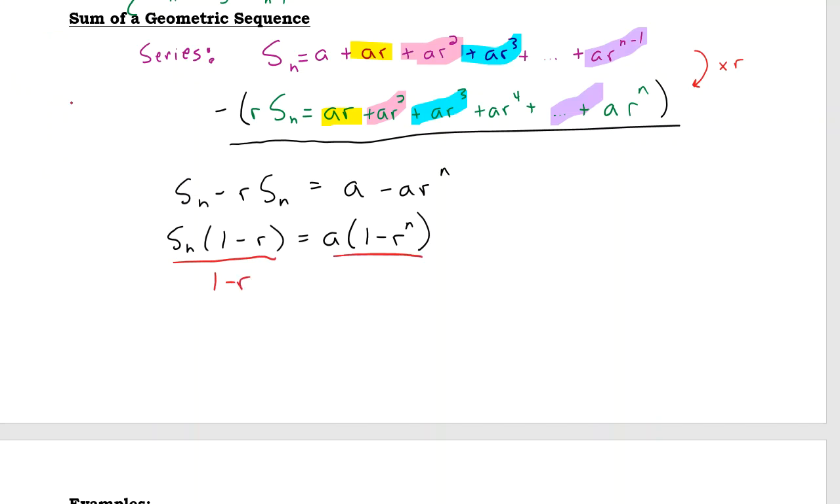So now I'm going to divide both sides by 1 minus r, and I get a formula that says the sum of the first n terms of a geometric sequence is the first term times 1 minus the common ratio taken to the power of however many terms you're adding up, divided by 1 minus the common ratio.